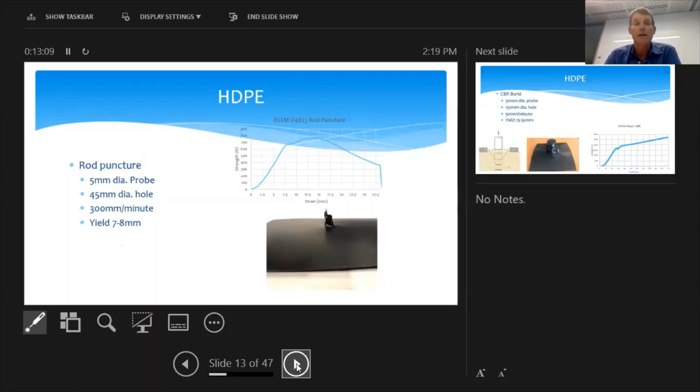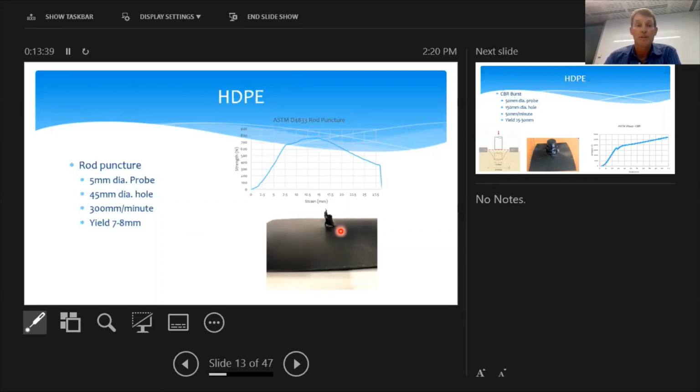When we talk about rod puncture, this is a 5 millimeter diameter probe pushing through a geomembrane that's clamped to a 50 millimeter diameter, 45 millimeter diameter hole at 300 millimeters per minute. So it's really quite a fast test for HDPE, and yield comes at 7 to 8 millimeters. And you can clearly see the puncture hole that's created by that probe.